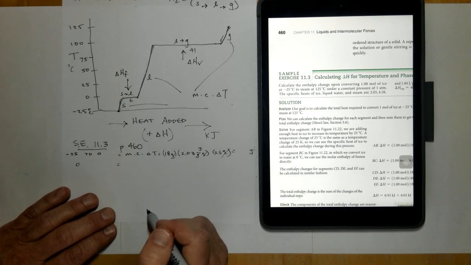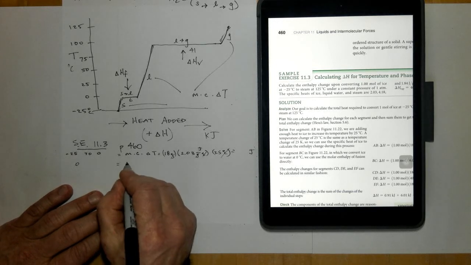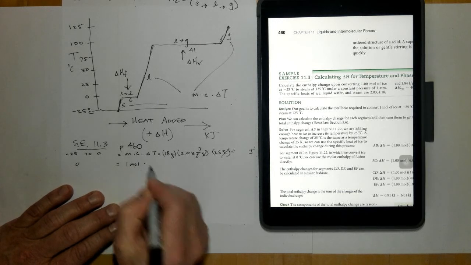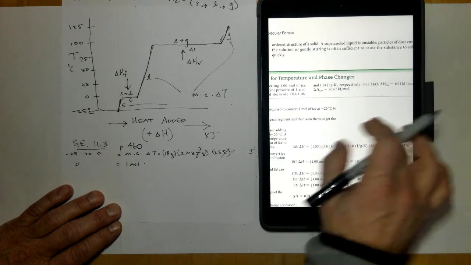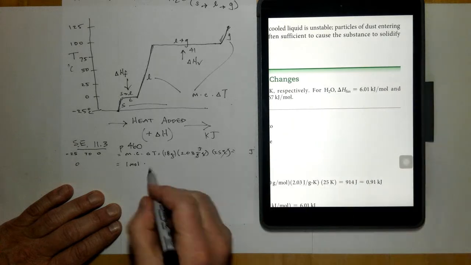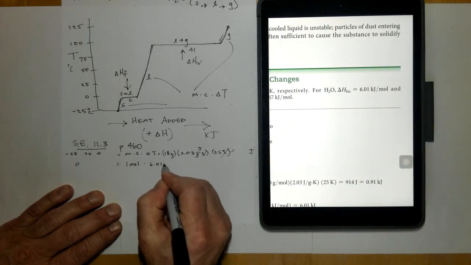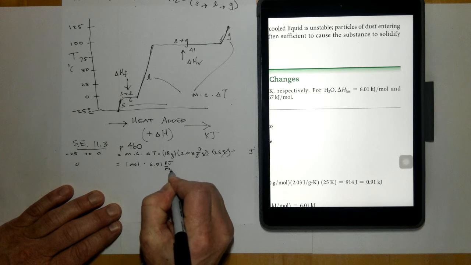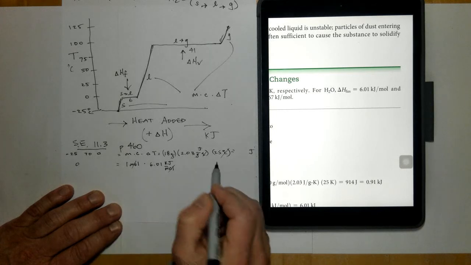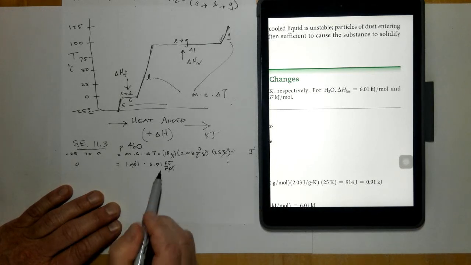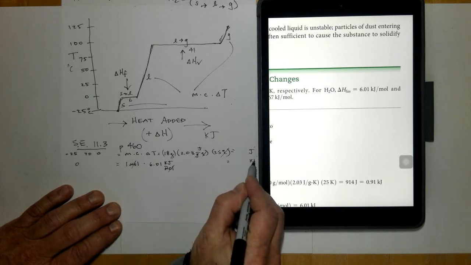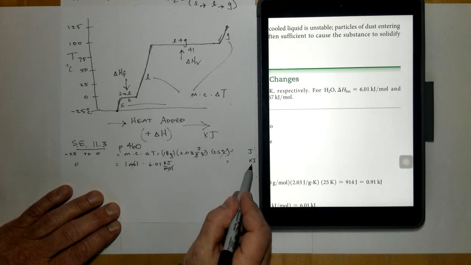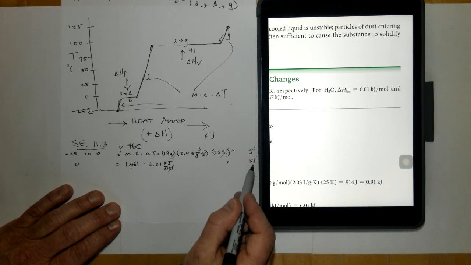And now, since we know that we have 1 mole of the substance, and we know that for every 1 mole it takes, this is given to us right here, 6.01 kilojoules per mole, we can multiply those together, and we know that the amount of energy it's going to take just to melt it at 0 without changing any temperature is 6.01 kilojoules. So notice this one's in kilojoules right here, the second one.